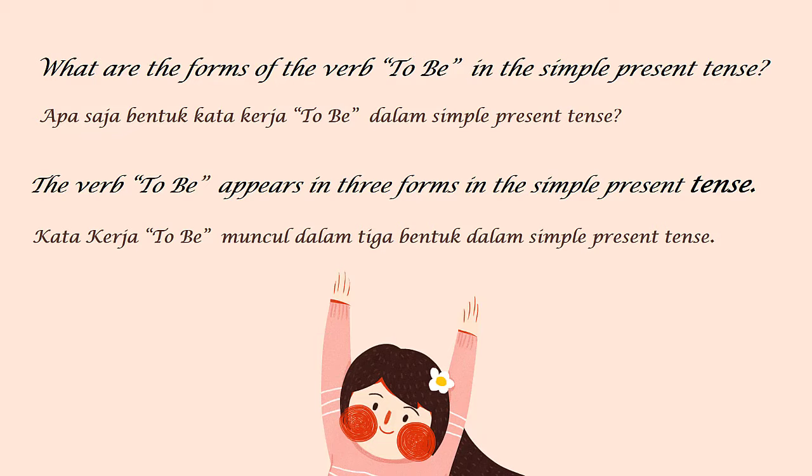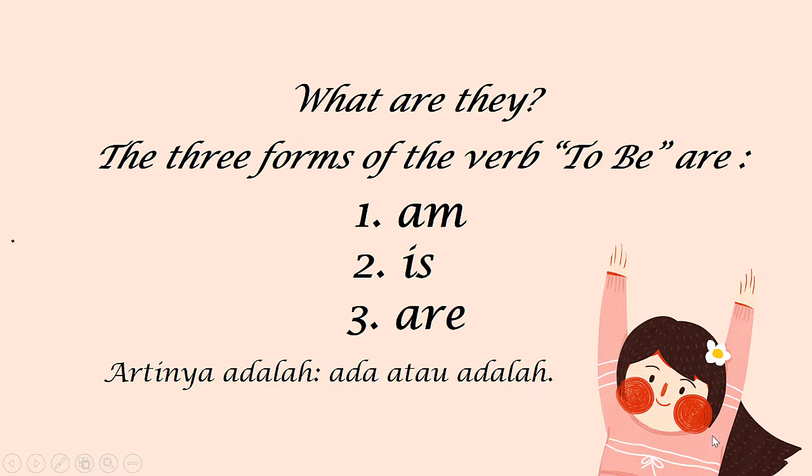Mari kita lihat. The verb to be adik-adik appears in three forms in the simple present tense. Kata kerja to be muncul dalam tiga bentuk dalam simple present tense. What are they? The three forms of the verb to be are 1, am, 2, is, and 3, are. Yang artinya adalah ada atau adalah. Jadi adik-adik, kata kerja to be ada tiga bentuk. Yang pertama adalah am, kedua adalah is, dan yang ketiga adalah are.